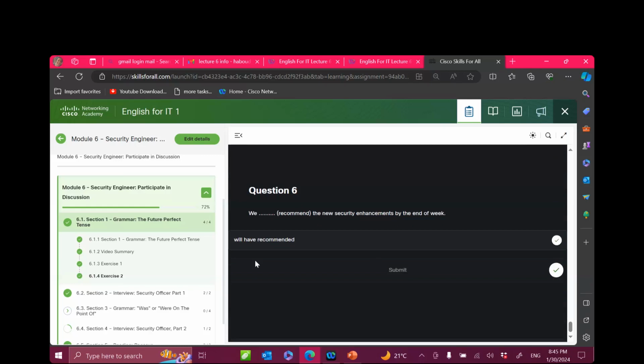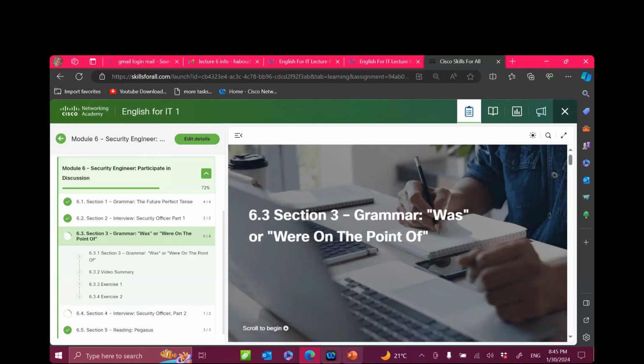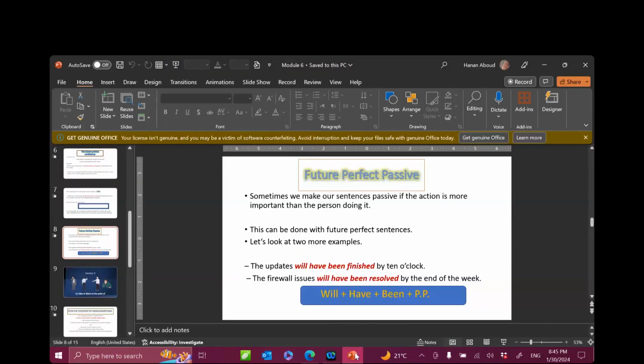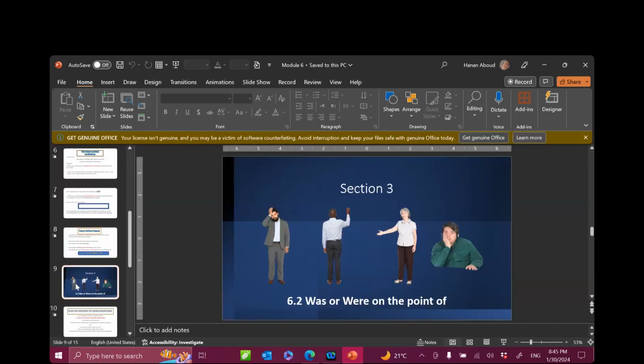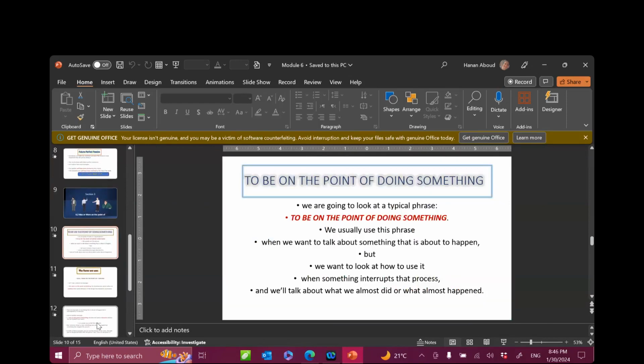Let's move right now to the second grammar lesson, which will be section 3. And this is a very interesting and easy one to talk about today. It will help you make some new sentences that maybe you are not used to making. Okay, section 3 is about was or were on the point of. Let's see what I mean by this kind of expression. Let's have a look at that.